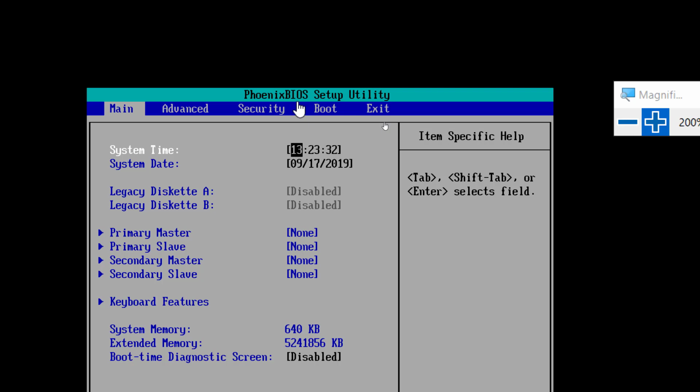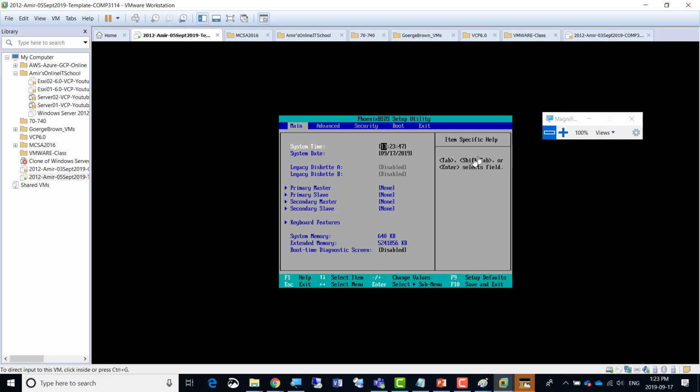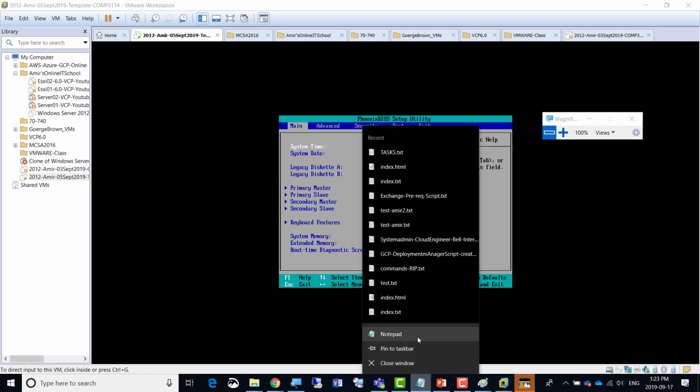For every vendor, the key is different. Sometimes it's the same, so F12, F12, F12. For some vendors, F10, F10, F10. For some it is F1 or escape or del, the delete key. So it gets interesting from here. Well, for me, but I don't know about you, because that's an assignment now.